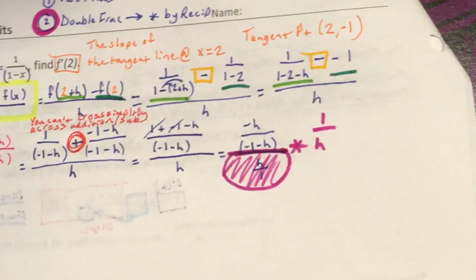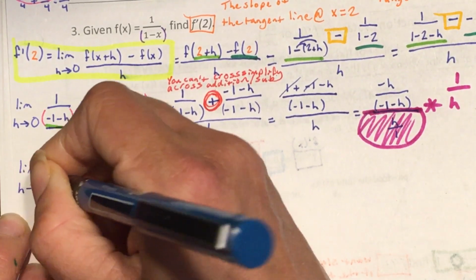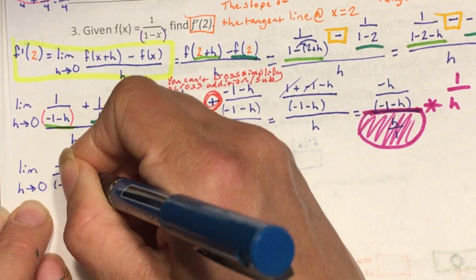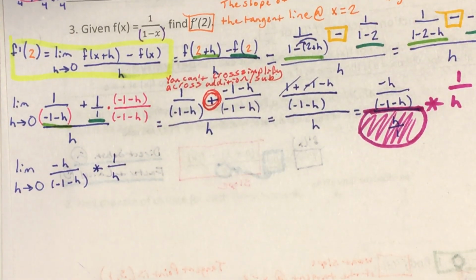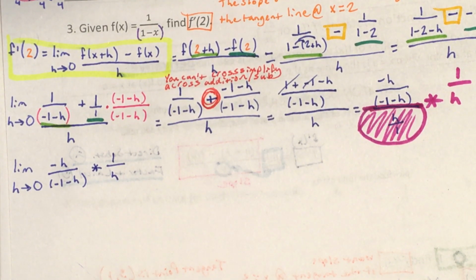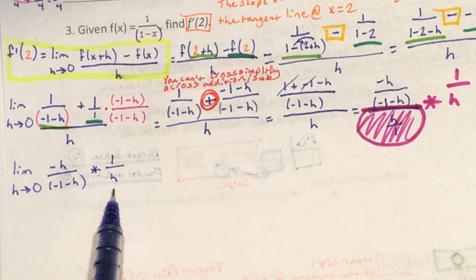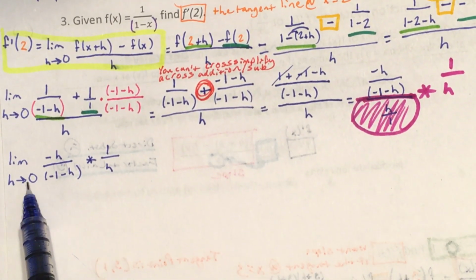So let's go ahead and drop down to our next line, making sure we've still got the limit as h approaches 0 of negative h over negative 1 minus h times 1 over h. So now, instead of being a double fraction, we have two fractions being multiplied together horizontally. So what should we do next? This expression is fairly simplified. If you're wondering, well, should I distribute that h to the bottom? Remember that our whole goal is that we want to try to be able to do direct substitution.